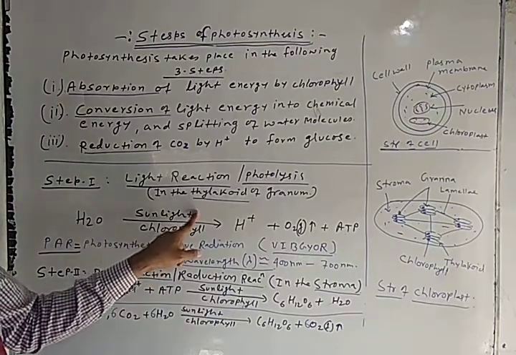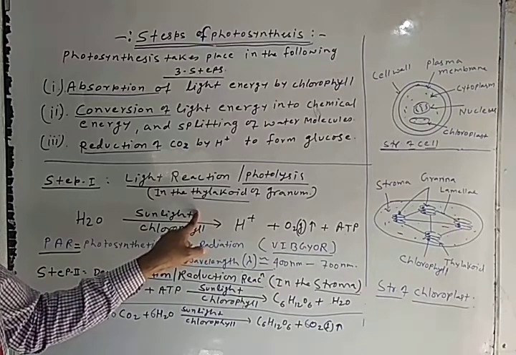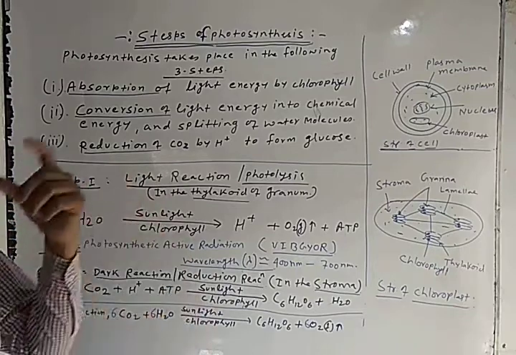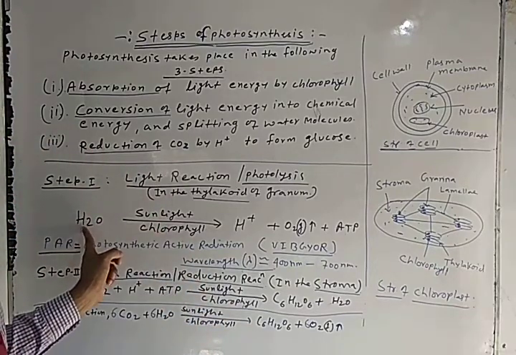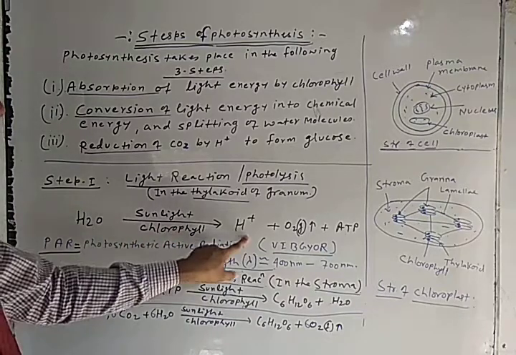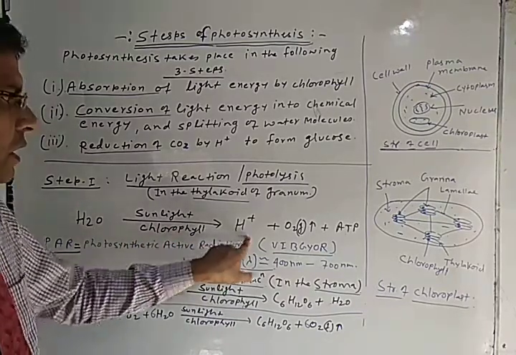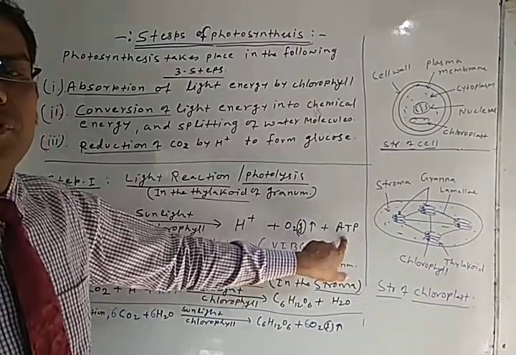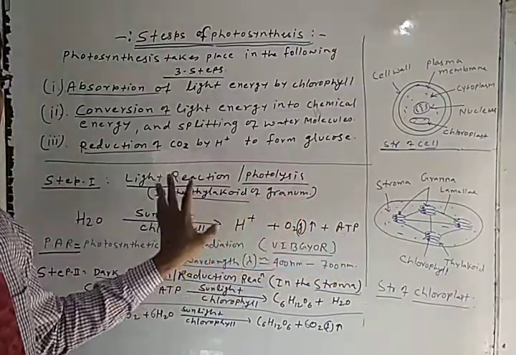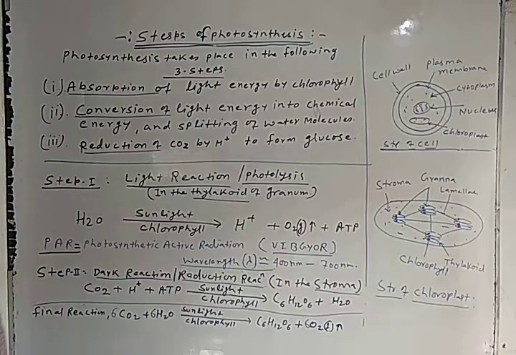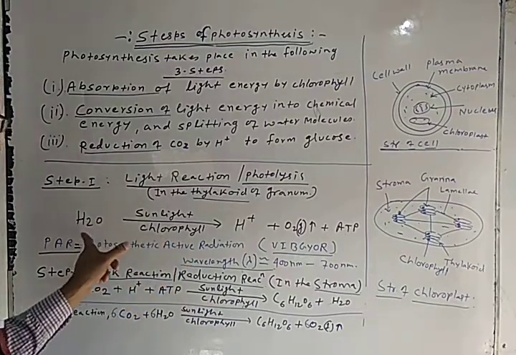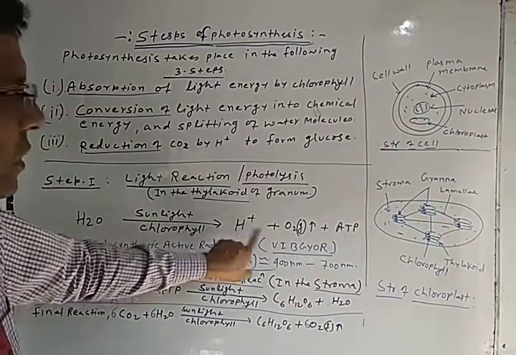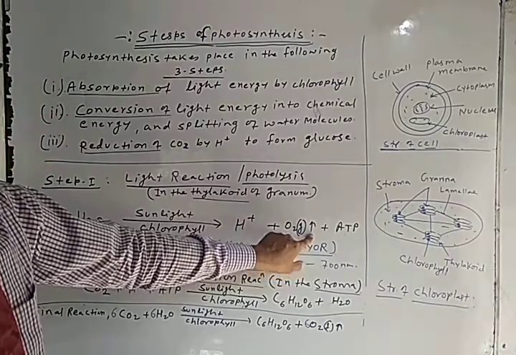Chlorophylls absorb the light energy from the sun, and after absorbing the light energy, that energy is transferred to the water molecule. Then the water molecule breaks down into hydrogen ions, oxygen gas, and also releases ATP as a form of energy. Then what happens in these reactions? First step of light reactions: light breaks down the water molecule to form hydrogen ions and oxygen molecules.